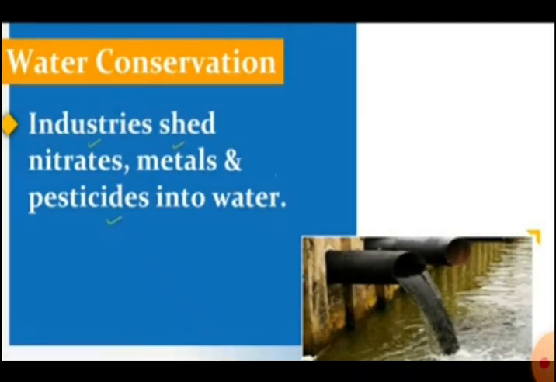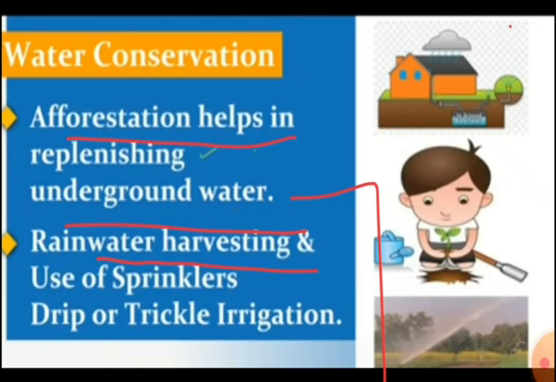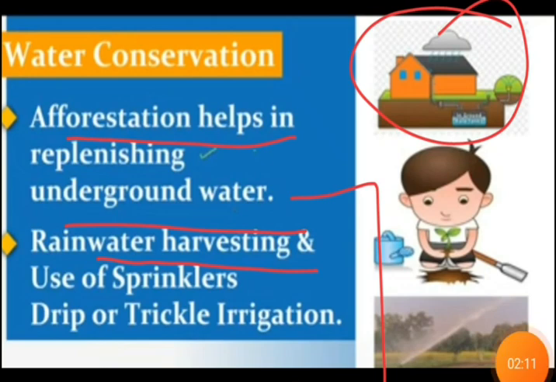Forest and other vegetation cover slow the surface runoff and replenish underground water. So afforestation also helps replenish the underground water. Besides this, there is the water harvesting method: rainwater harvesting, and the use of sprinklers and drip or trickle irrigation.